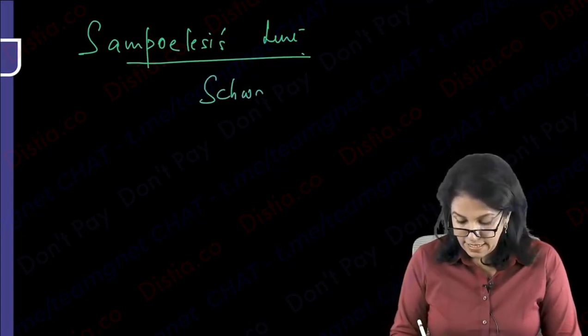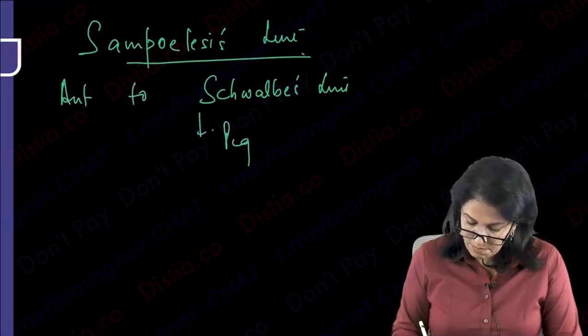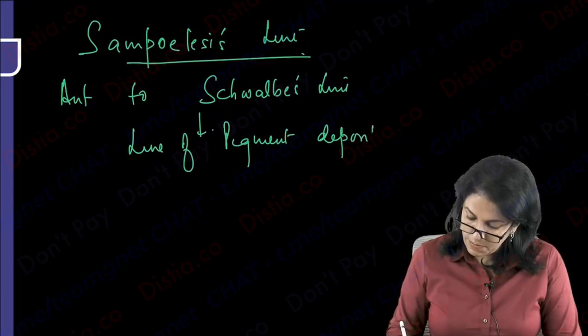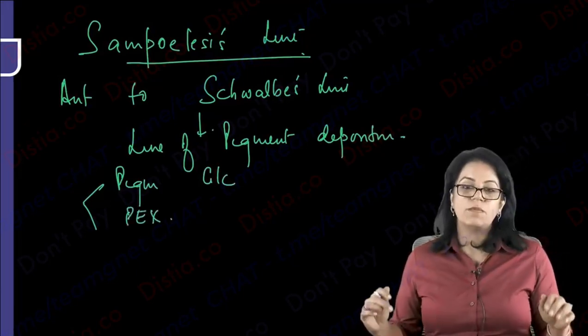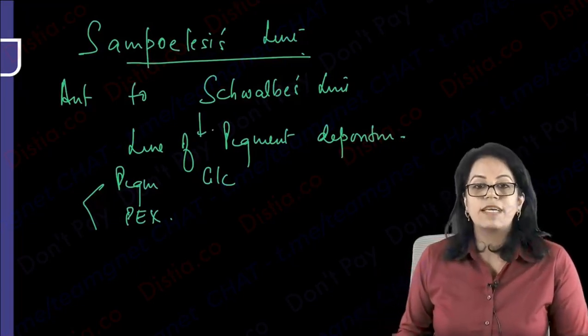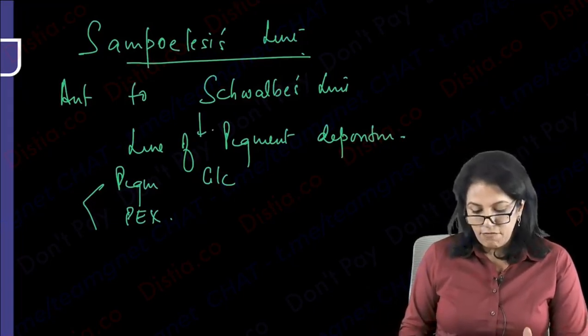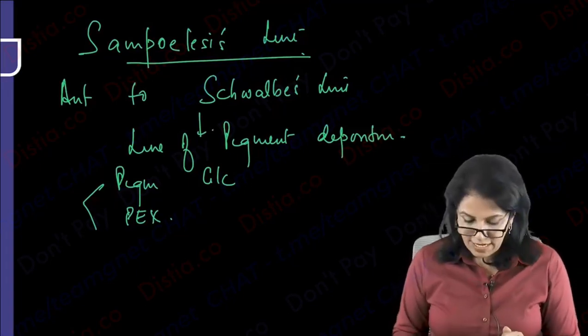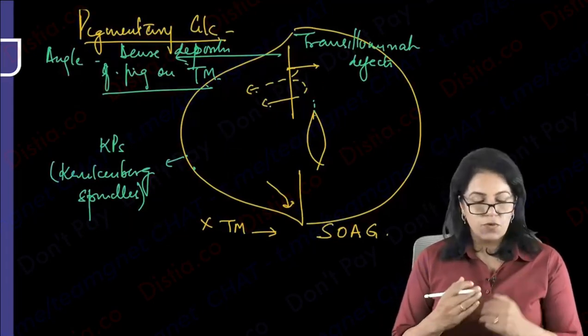So, anterior to the Schwalbe's line, this is the line of pigment deposition. Okay? This is what is called Sampaolesi's line. It can be seen in both, write down, pigmentary glaucoma and pseudo-exfoliation syndrome. I think we are over with the findings, but okay. And once we know what the findings are, and we have already learned what is actually happening in pigmentary glaucoma, correct? Let us learn one or a few more things.